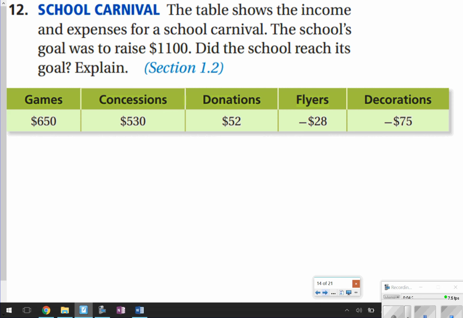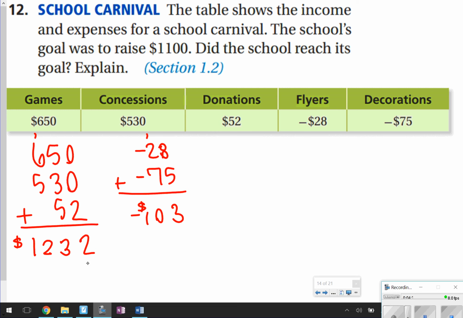Number 12, the table shows the income and expenses for a school carnival. The school's goal was to reach $1,100. Did the school reach its goal? Right now, all I've done is calculated how much they earned, $1,232, and then the money that they spent preparing for it, like the flyers and decorations, they spent $103 there. Then I'm just going to subtract 1,232 and 103.